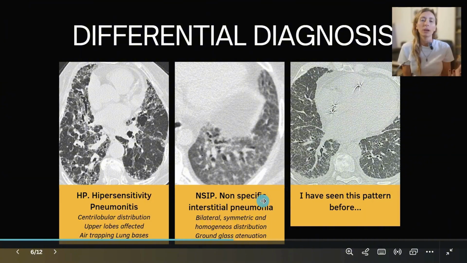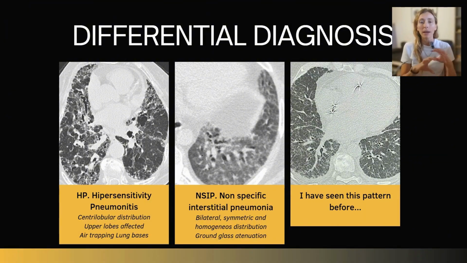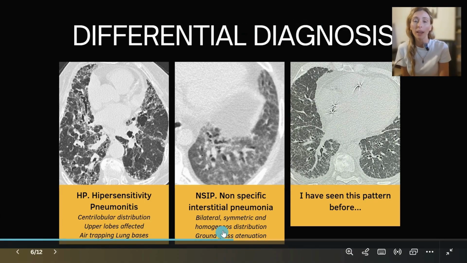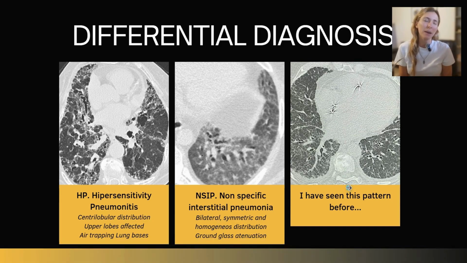On the other hand, we thought about NSIP, or non-specific interstitial pneumonia, because of the bilateral, symmetric, and homogeneous distribution with areas of ground glass attenuation. But I don't know if it happens to you when you see a case and you remember that you have seen that before, and that happened to me with this case.